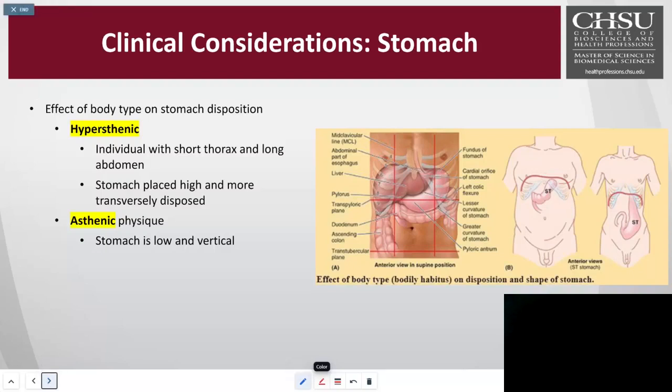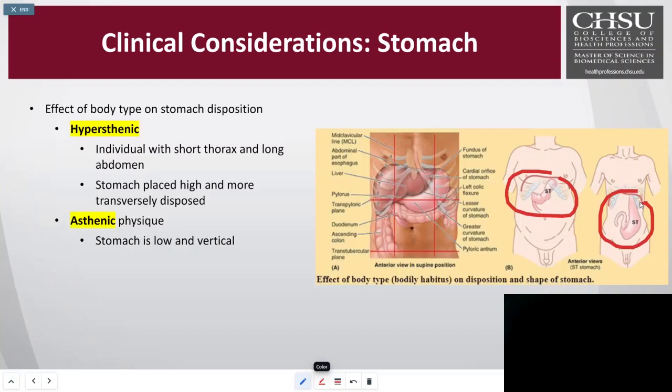And what do you see over here on the right? If you're hypersthenic, where does the stomach go? Is it pushed superior or dropped more inferiorly? Superiorly, okay? So this is important to know. When you see an individual with a more hypersthenic abdominal cavity, body type, or figure, that stomach tends to be elevated a little higher. If you are asthenic or more narrow, the stomach drops down further.